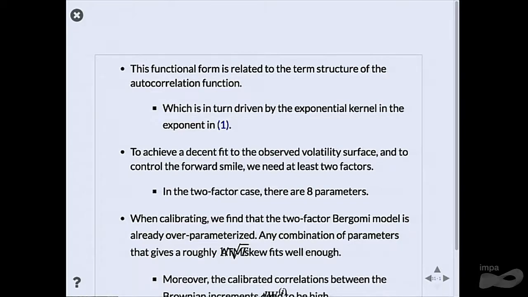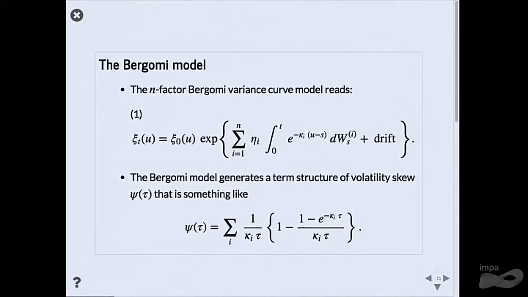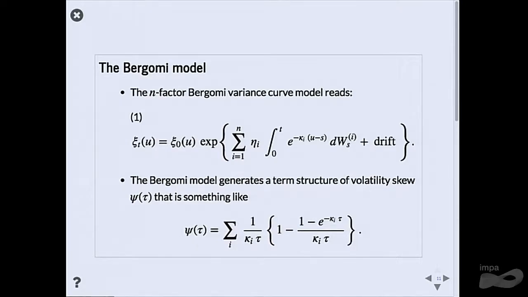So we look at this and we say, OK, why do we have this ugly term structure of at-the-money skew? Well, obviously, it's related to this kernel. And it's easy to see, in fact, that if you replace this kernel with a power law kernel, then you would be able to generate the term structure of skew that we observe in the market.